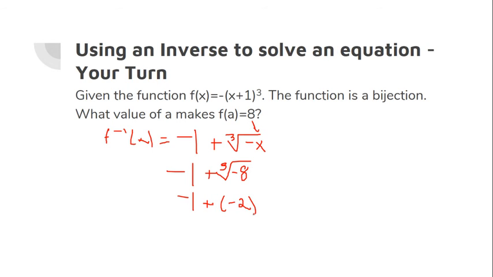2 times 2 is 4, times another 2 is 8, and then if we have 3 negatives, that gives us a negative number. So now negative 1 plus a negative 2 gives us a negative 3, so a equals negative 3.